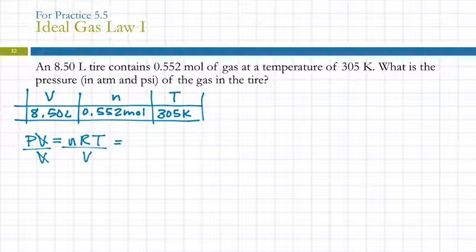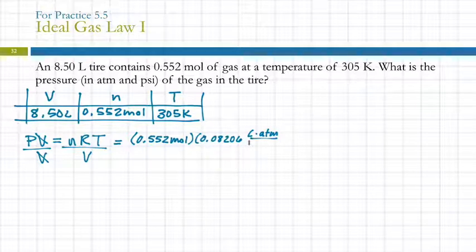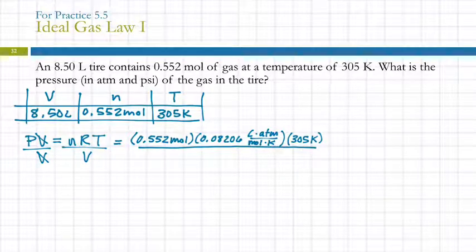So I'm going to put my numbers in here, including their units. So N is 0.552 moles. R, it's a good idea to memorize that. 0.08206. The units are kind of messy, but write them in anyway. Liter atmospheres per mole Kelvin. And the temperature, 305 Kelvin. And then all of that divided by the volume, 8.50 liters.